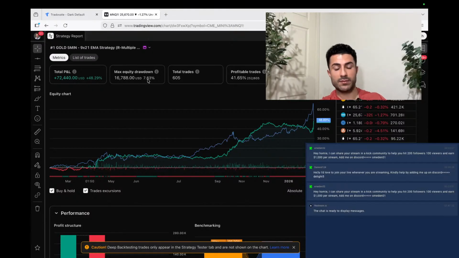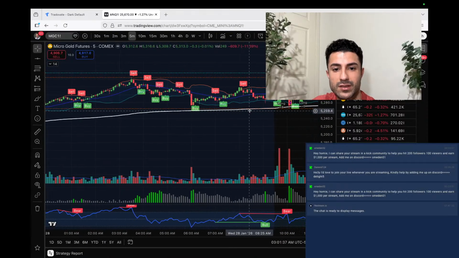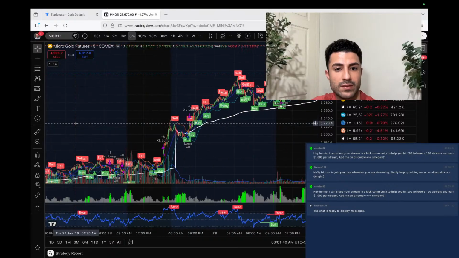As someone who works full time, it's tough not being able to be there and execute during the daytime, because in the middle of the night you just get a bunch of this kind of sideways action.